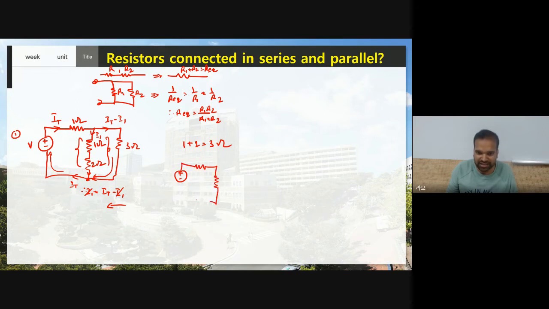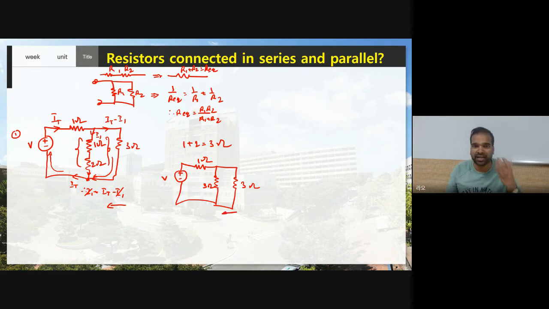Now this is one resistor, and we have another resistor. Here you have 3 ohm. Now if I add 2 plus 1, this is also 3 ohm. And this is 1 ohm. Here we have the voltage source. Now I want to know whether these 3 ohm and 3 ohm resistors are connected in series or parallel. Of course, these two are connected in parallel.